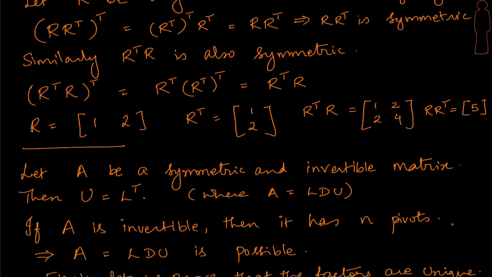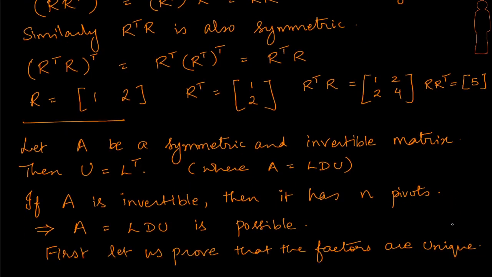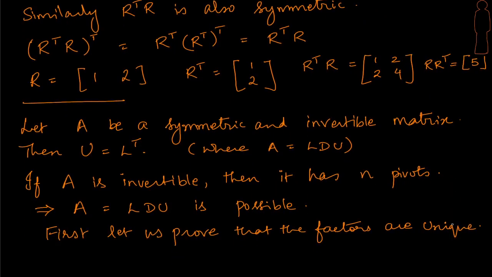Now here is another very interesting and very useful property that we will try and prove. We are going to assume that A is symmetric and invertible. We have to prove that U is L transpose. Now, where do we get the U and L from? We are assuming that A has got factored into LDU. Okay, how is it possible? That's because it's invertible, right? And that's the property we are going to use.